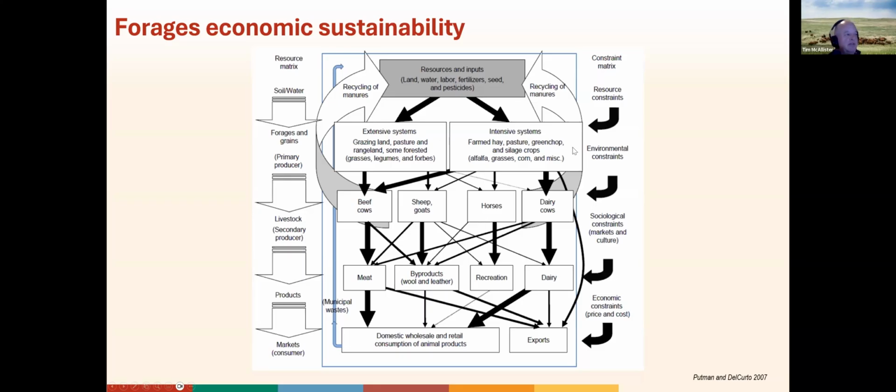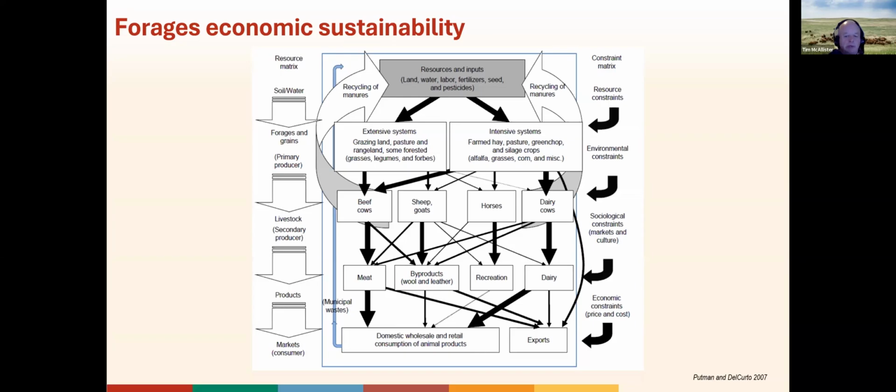Forages are applied in both extensive and intensive systems, so we need to consider that. What system is the forage going to be used in? What animals is it going to be fed to, whether it be cattle, goats, horses, or dairy cows? And then the production that leads to, in terms of the byproducts and the meat, and what comes back from the livestock itself. And then we have all these constraints: environmental constraints in terms of the availability of sunlight and water, social constraints where the markets may impact that, and economic constraints as well in terms of prices and costs of production.